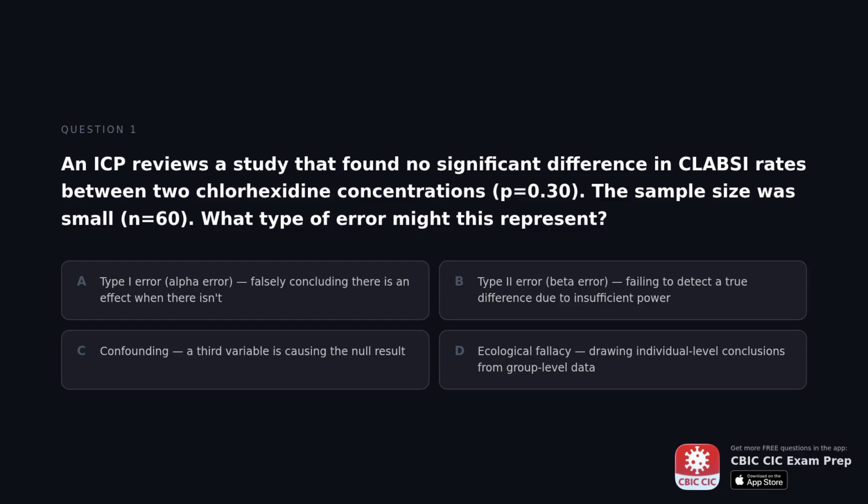B. Type II error, beta error, failing to detect a true difference due to insufficient power. C. Confounding, a third variable is causing the null result. D. Ecological fallacy, drawing individual-level conclusions from group-level data.